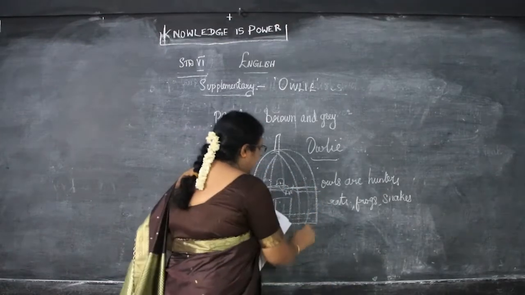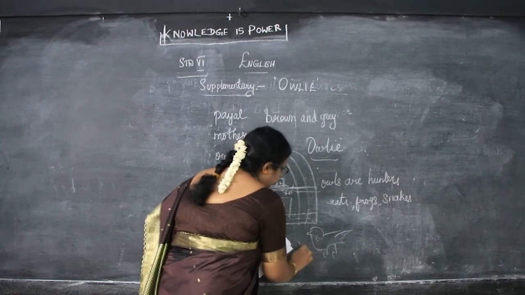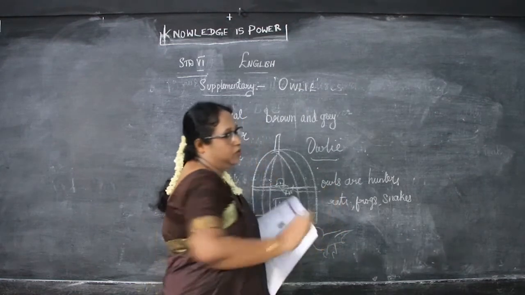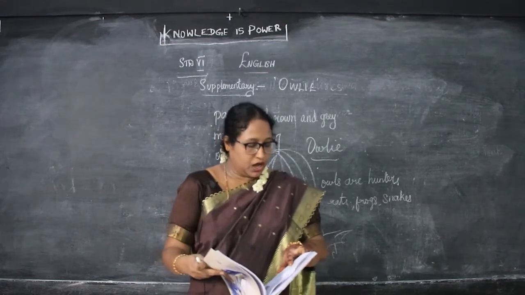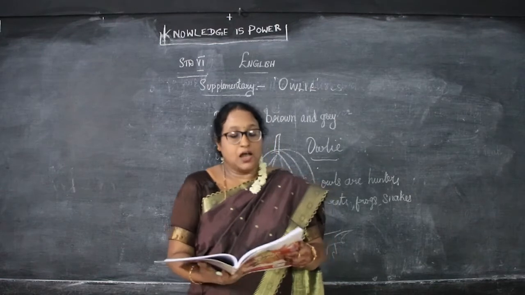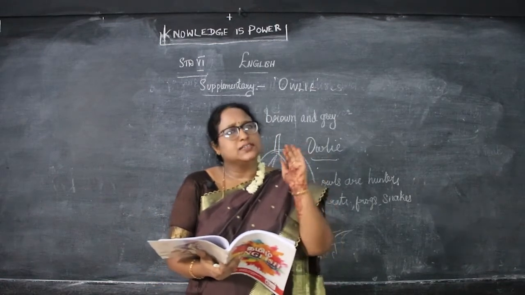So they put the meat before Owlie. Of course, Owlie didn't know what to do with it. How? Because it's a small bird.